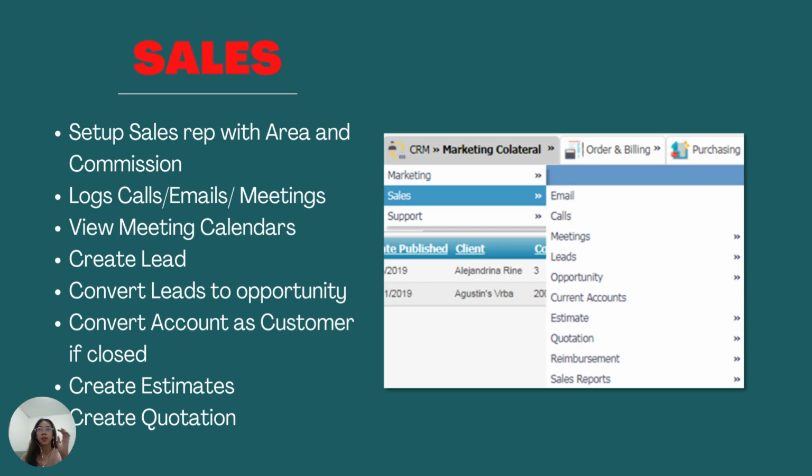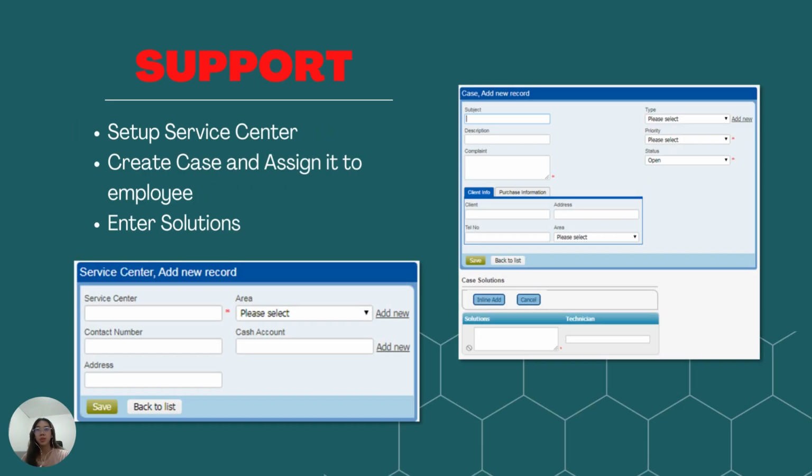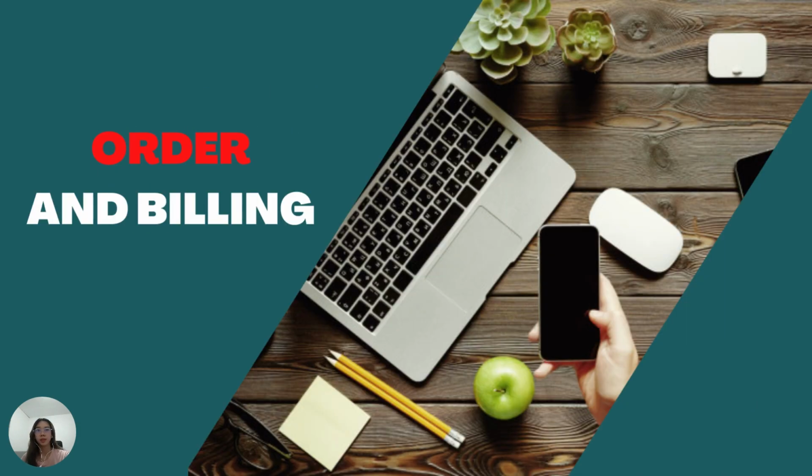Now for sales, you can set up your sales representatives with area and commission. You can view your calls, emails, and meetings logs, as well as meeting calendars. Under this module, you can also create your lead, convert your leads to opportunity, and convert that account as customer if closed. You can also create your estimates and quotations. And for support, you can set up a service center, create a case and assign it to a specific employee, and enter your case solutions.